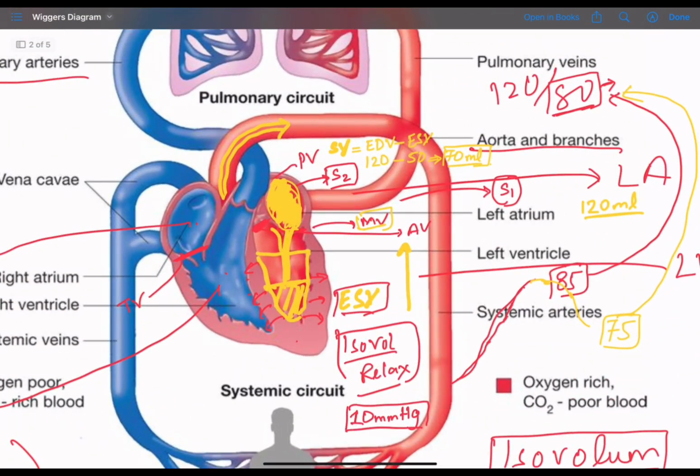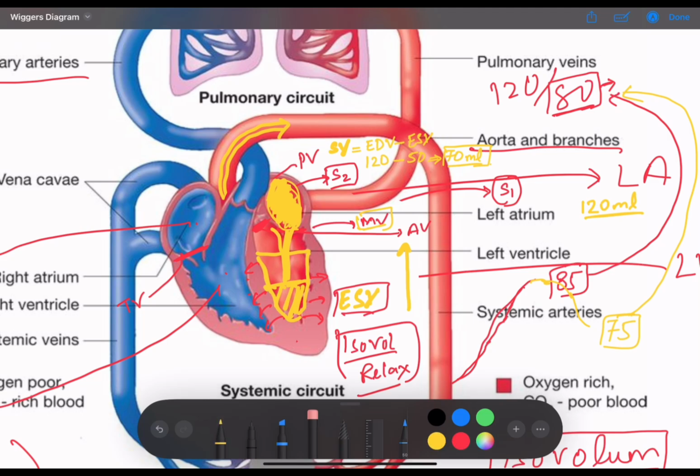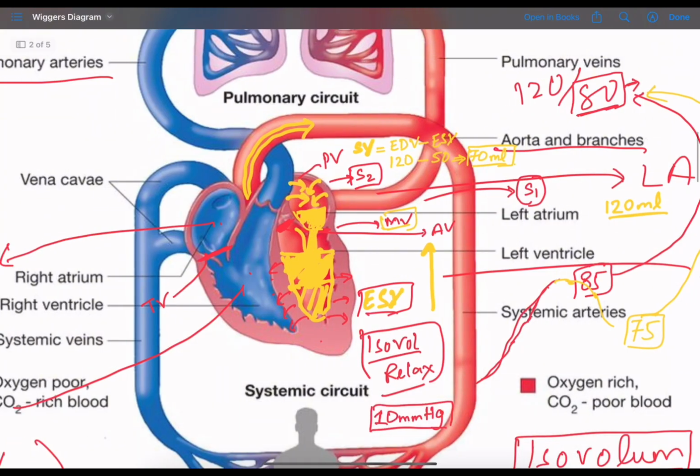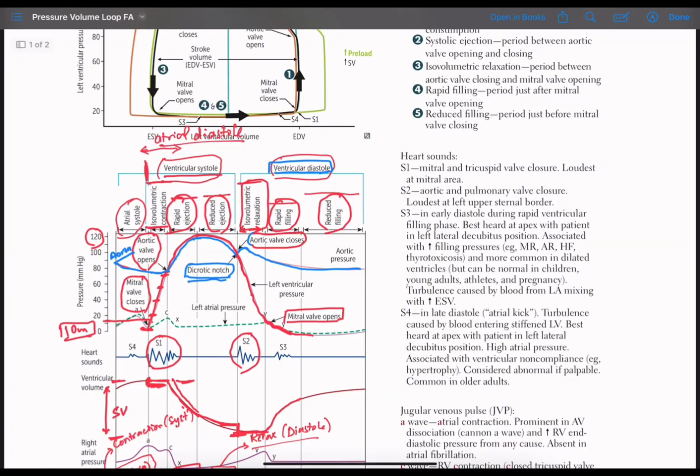Almost all this blood has been pumped into the left ventricle, so we have this amount of blood. After that we have a reduced filling. At this phase the atria starts to contract, pouring the remaining blood within the left atrium into the left ventricle. So this is the last phase.